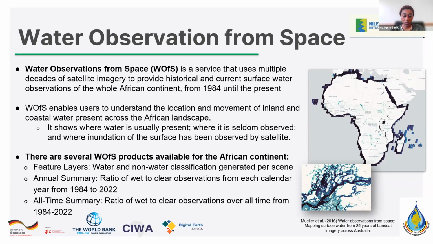So this tool or the service offers you a comprehensive view of the surface water dynamics. It showcases how they change over time, and it enables you to understand the location as well as the movement of both inland and coastal water across the vast African landscape. And it has three main features that it provides. The first one is the feature layer. This just tells you whether a pixel or a satellite scene has water or is not water.